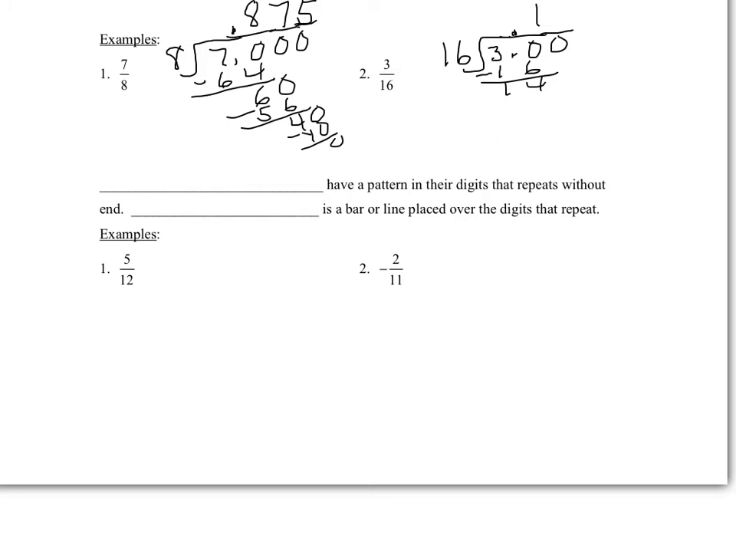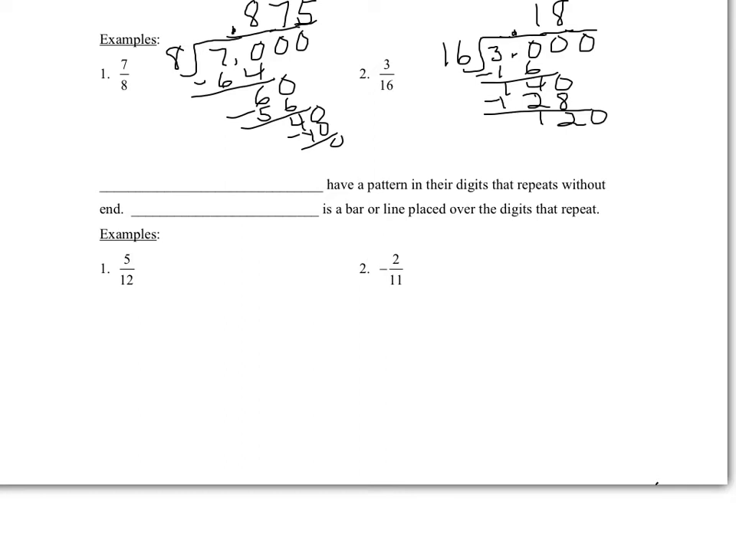We'll have to add another 0, bring it down. 16 will go into 140 actually like 8 times. 8 times 6 is 48. Carry the 4. 8 times 1 is 8, plus 4 is 12. We subtract here. We get 12. Add another 0. Bring it down.